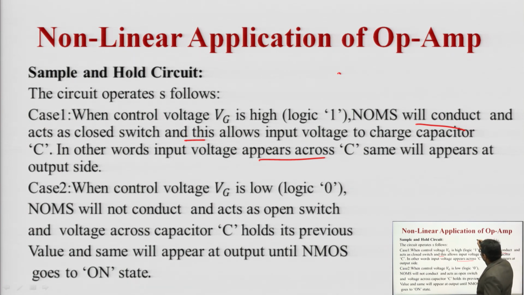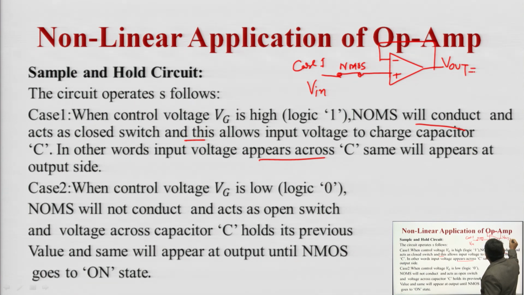It says that for case first, this is the NMOS, it goes to the on state and behaves as a short circuit. This will be the Vin, the positive terminal of the op-amp, this is the negative terminal, and this will be the Vout, and Vout will be equal to Vin, similar to the input voltage.